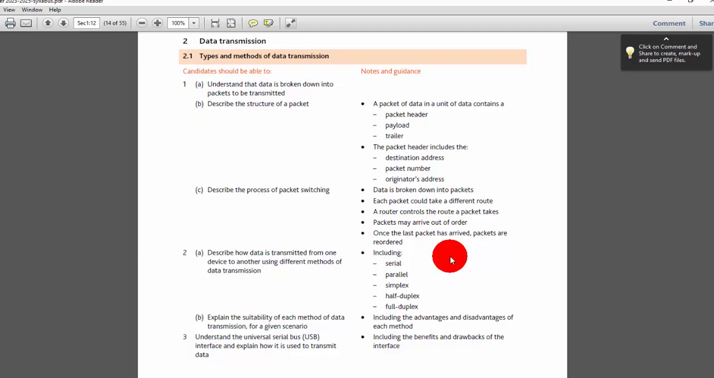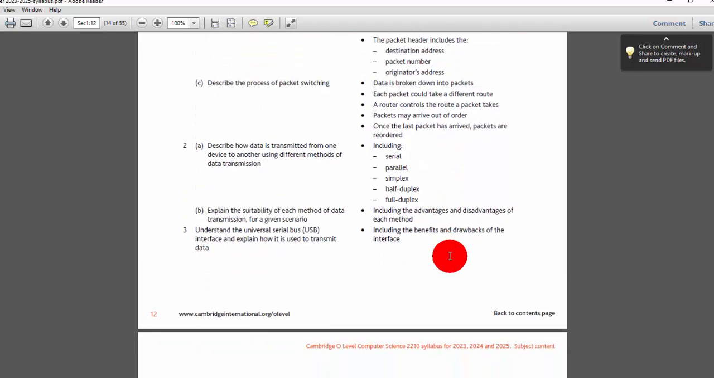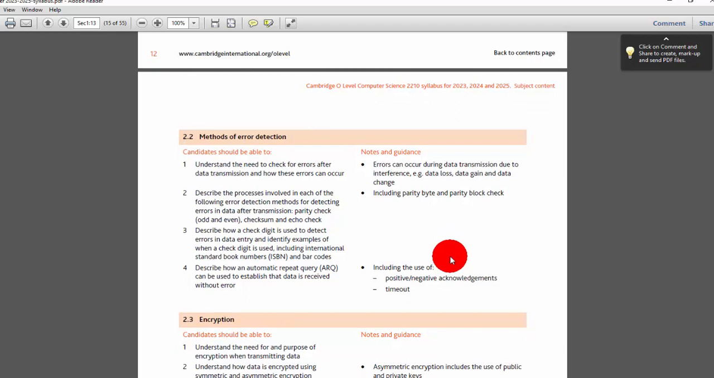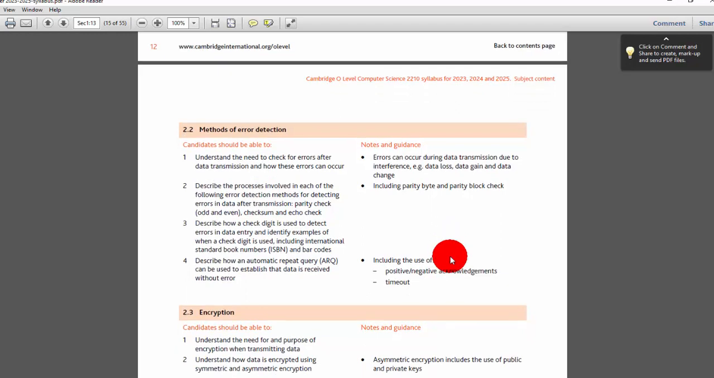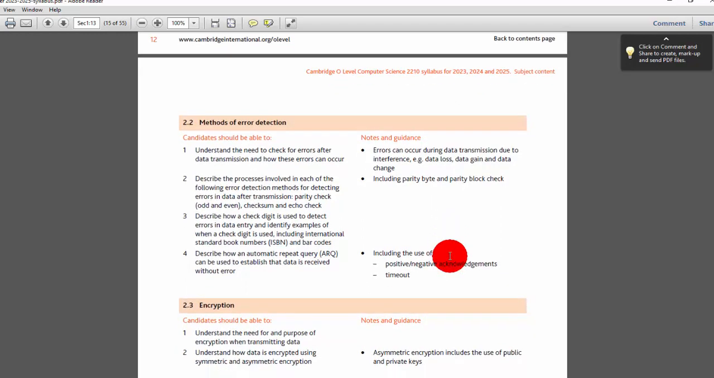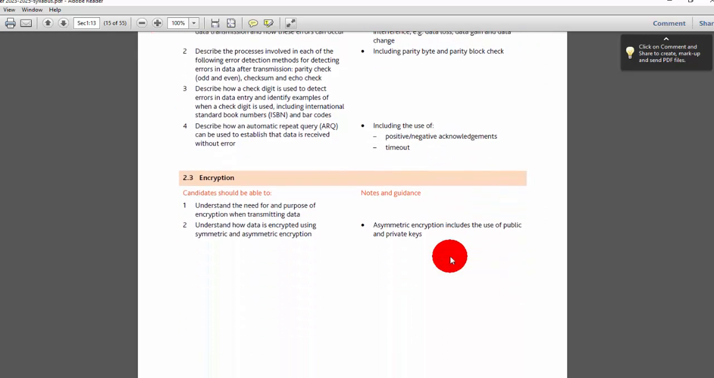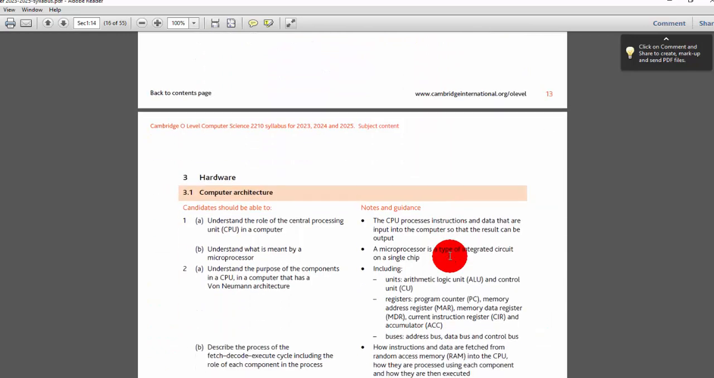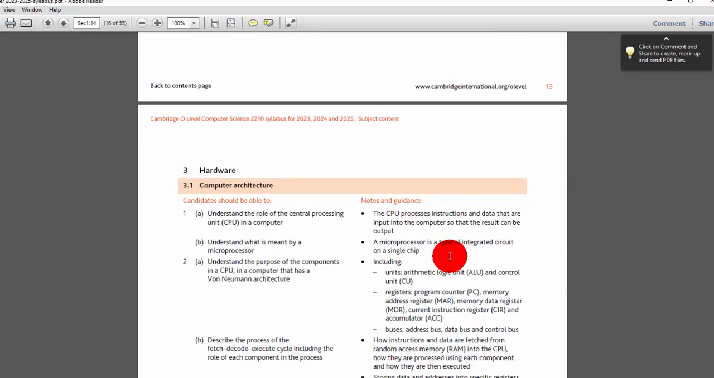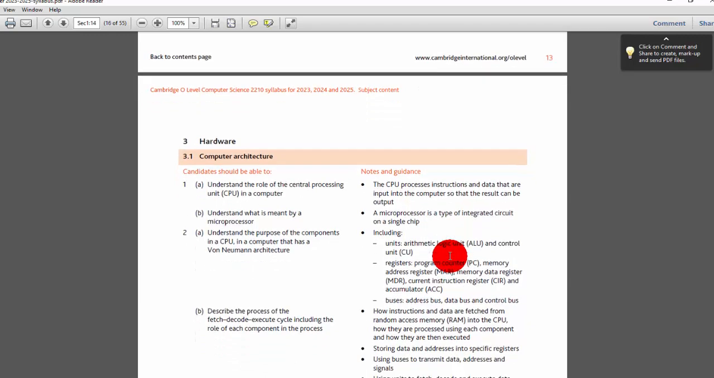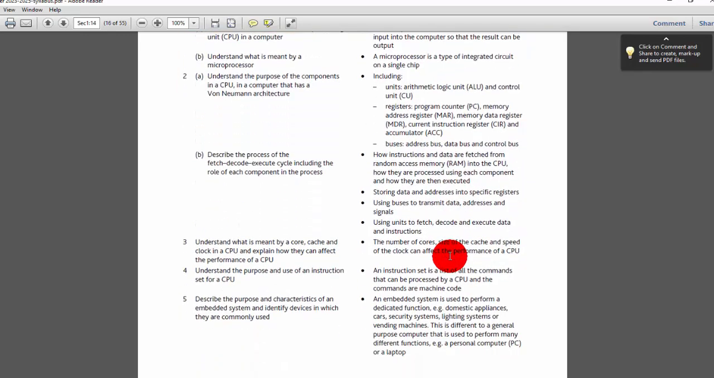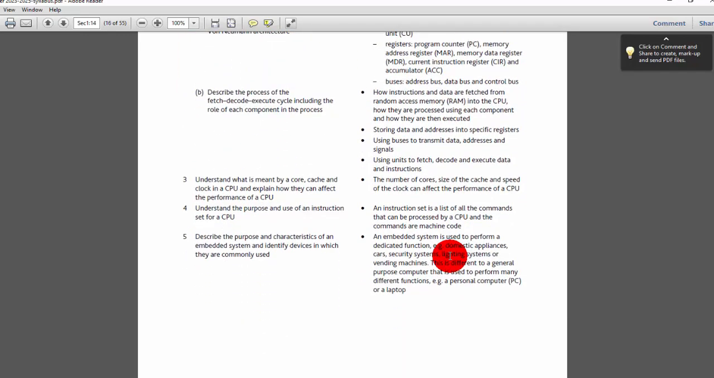Okay, simplex, full duplex, half duplex is like the old syllabus. Okay, now matters of error detection, parity byte and parity block check. Okay, and including the use of positive and negative acknowledgements, timeout, that we are about to study in ARQ, including asymmetric encryption and private keys in the encryption topic. Okay, now in the hardware, computer architecture, of course, all components of the Von Neumann architecture we are about to study, like we did before in the old syllabus.